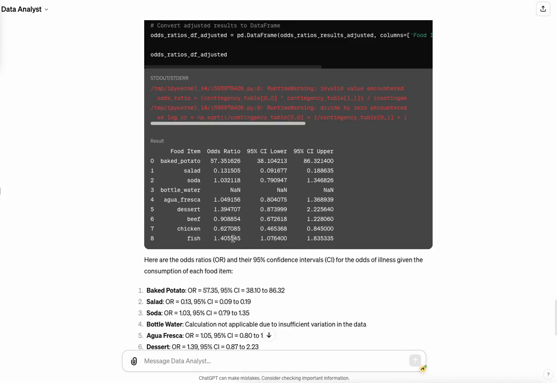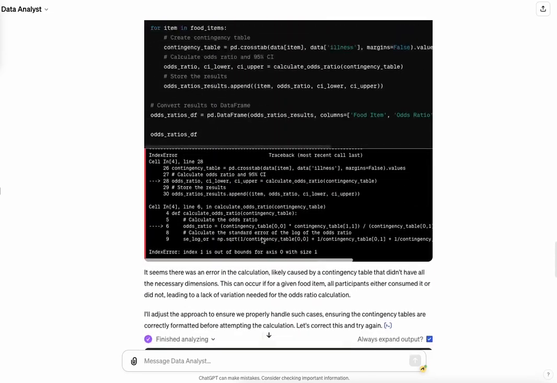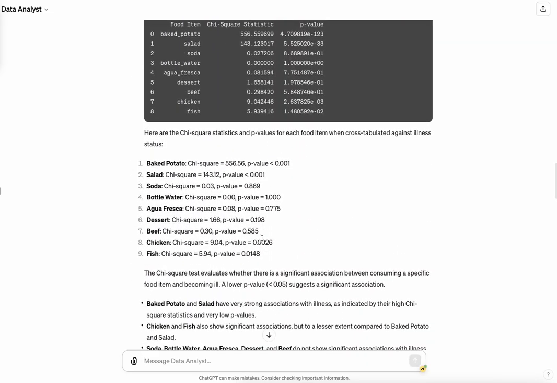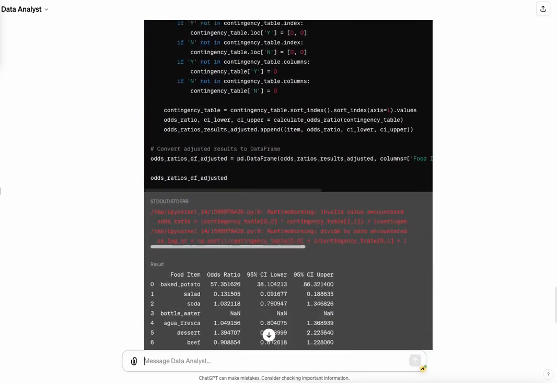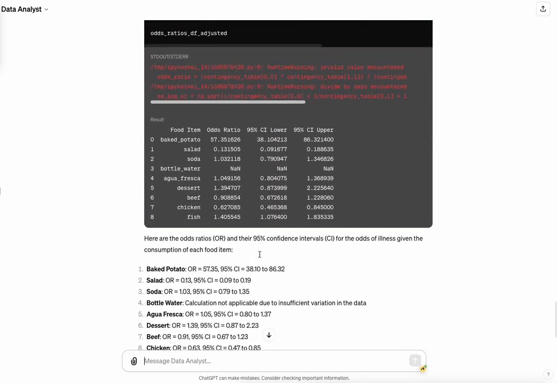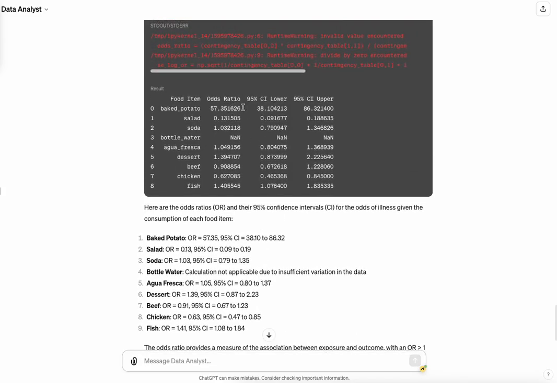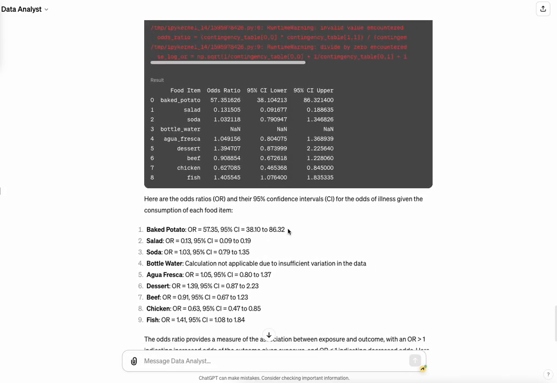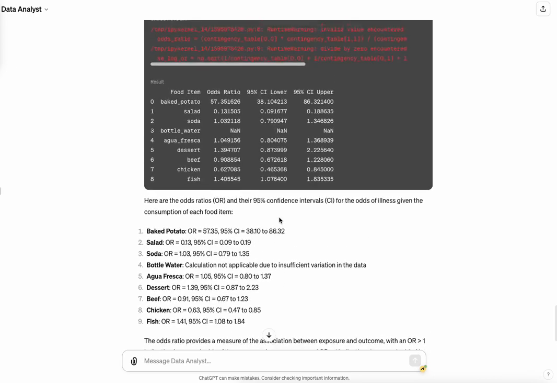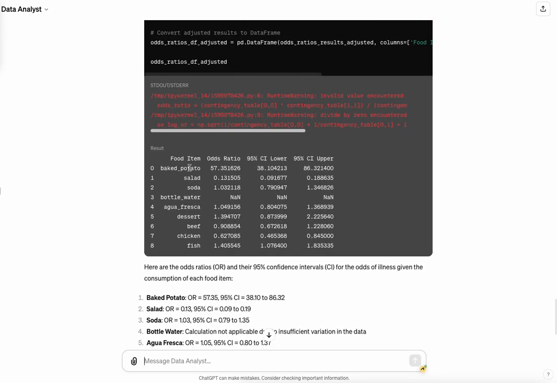Let's see, is anybody else a significant risk factor? Fish, 1.4, and it was 1.07. So let's see what the p-value was for that. Fish, p-value is 0.01. So it could be the fish. It could be a combination of the fish and the baked potato. But, I mean, odds ratio 57 on the baked potato. So my next step as an epidemiologist would be to get samples of that baked potato, actually get samples of everything and send that over to the lab if I still can find some of that food. But definitely look at the baked potato and definitely look at the fish as well.